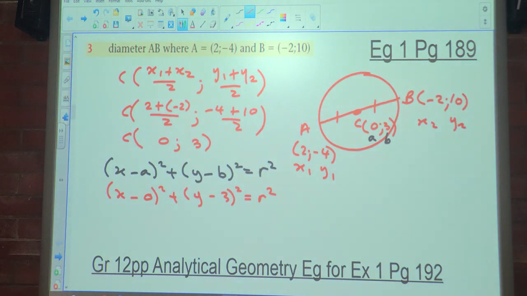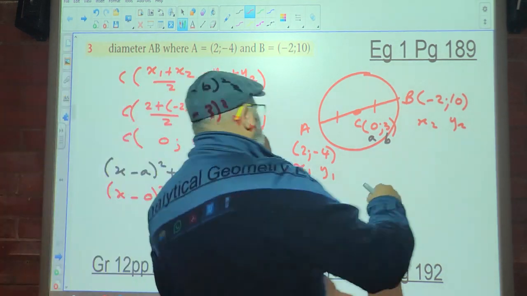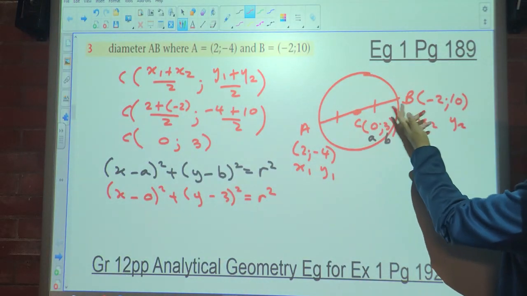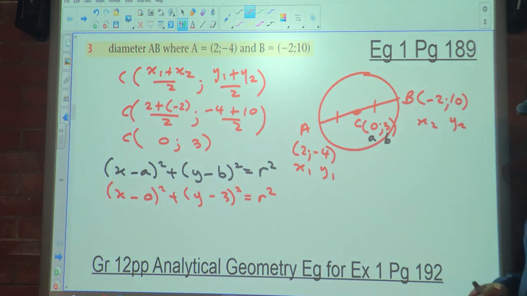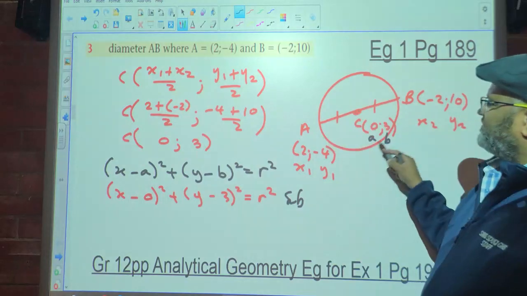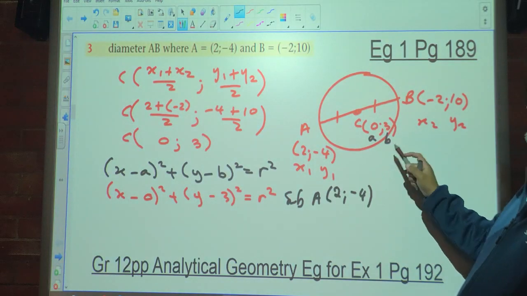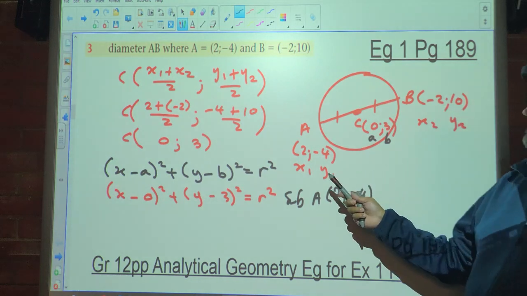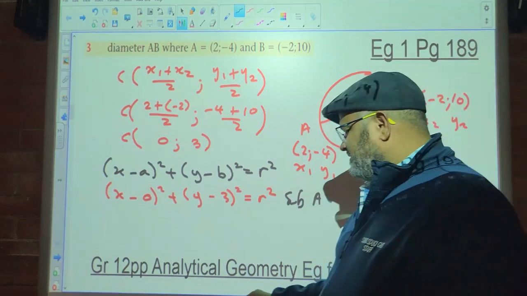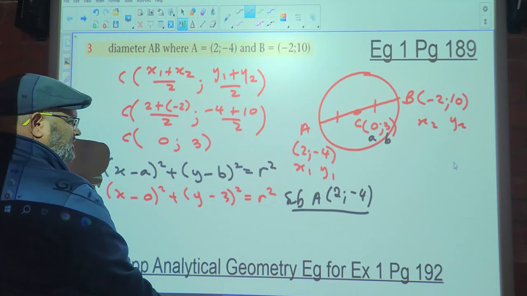So what must still be solved here? Your r. I can do it one of two ways. I can use the distance formula on AB and then divide it, or the distance of CB and then divide it, or you can just substitute a point that's lying on the circumference of this circle, which is A or B. I could have used B being (-2, 10), and A being (2, -4). Any one of those, provided I didn't make a mistake, would give me the correct answer.